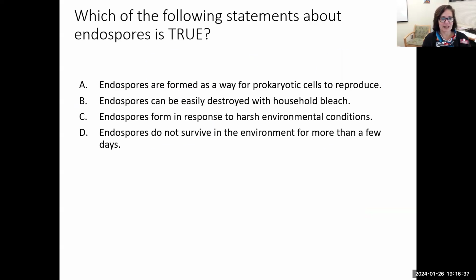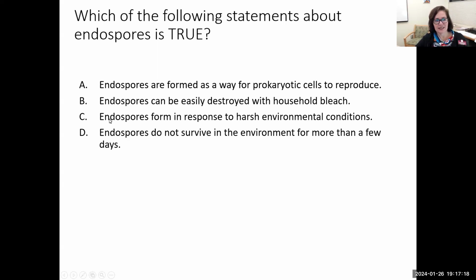And here's a question for you about endospores. Which of the following statements is true? A, endospores are formed as a way for prokaryotic cells to reproduce. B, endospores can be easily destroyed with household bleach. C, endospores form in response to harsh environmental conditions. Or D, endospores do not survive in the environment for more than a few days. And I think we can eliminate that last one for sure. Not easily destroyed. It's not generally a form of reproduction, but rather survival.